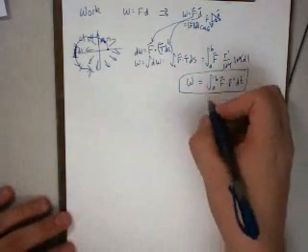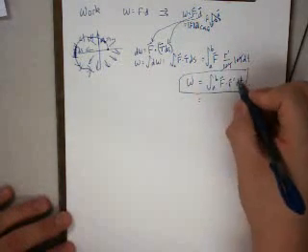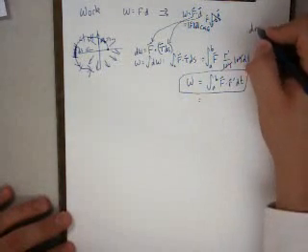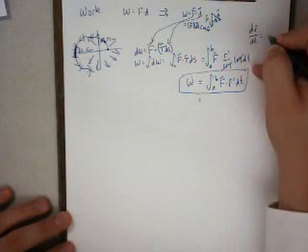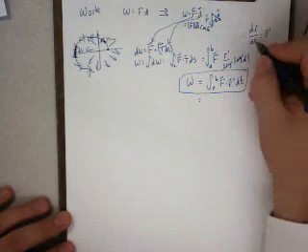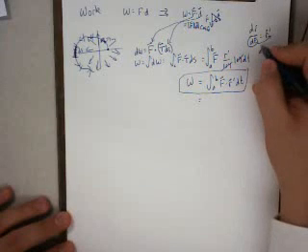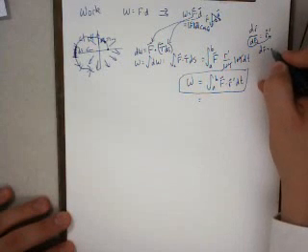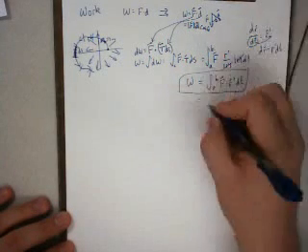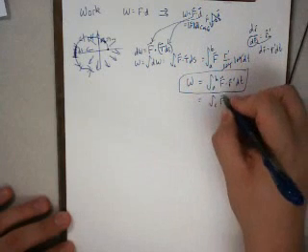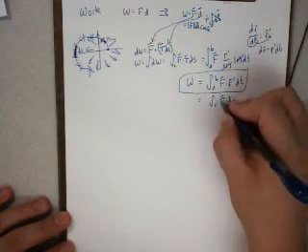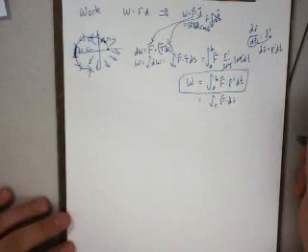Oftentimes it's abbreviated as follows. Rather than writing r prime dt, if we look at dr/dt, and note that dr/dt is also written as r prime, you can multiply both sides by dt to just get dr is r prime dt. So in differential notation, people often write work is the integral of F dot dr.